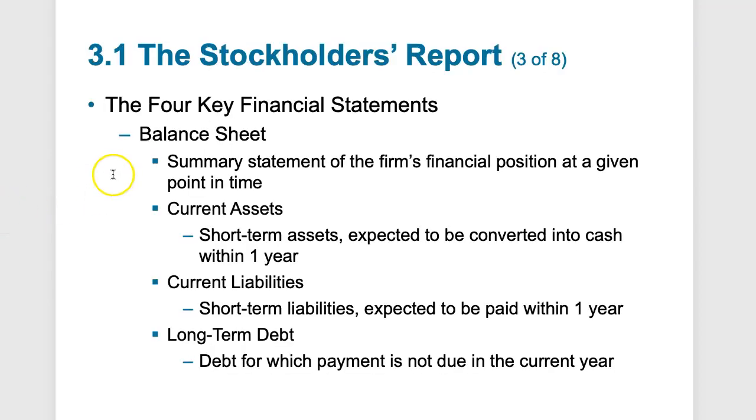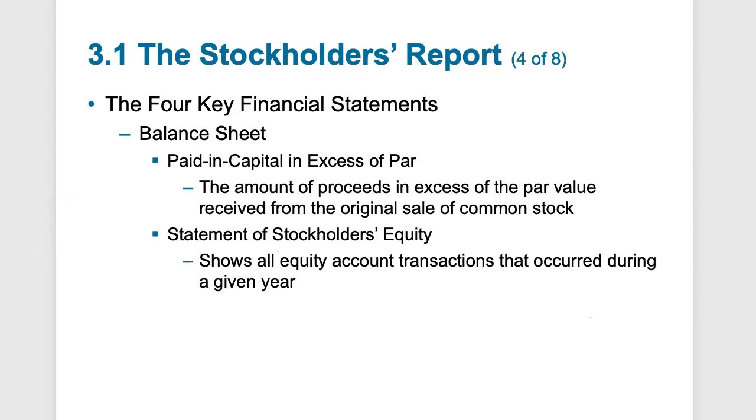Let's move over to the balance sheet. So the balance sheet is sort of a factual financial position at any given point in time. And it's only good for that point in time because it changes on a daily basis. And we like to organize the balance sheet as far as most current assets, most current liabilities, long-term debt, paid-in capital, and statement of shareholders' equity. So we sort of list these facts. So the balance sheet is really broken up into assets, liabilities, and equity.